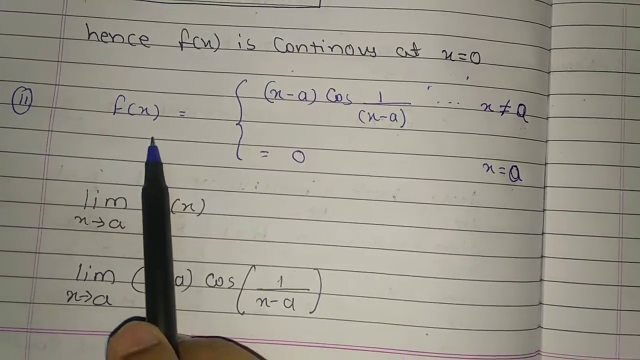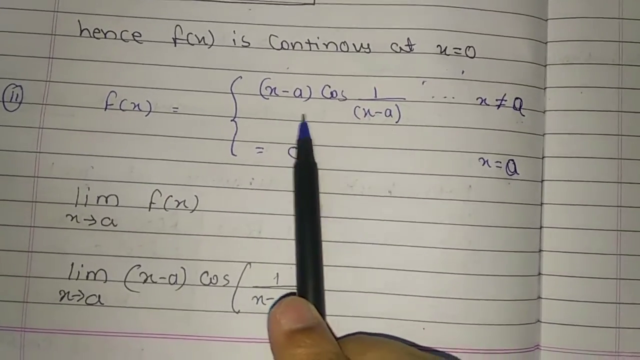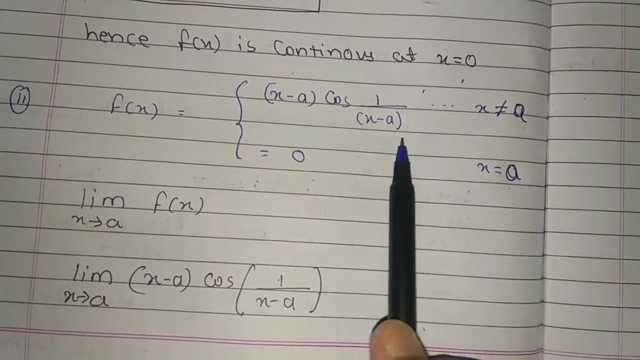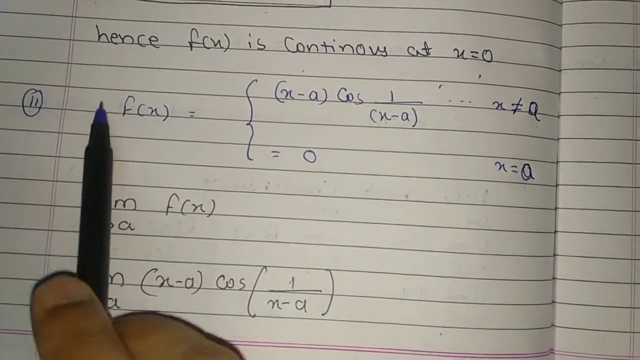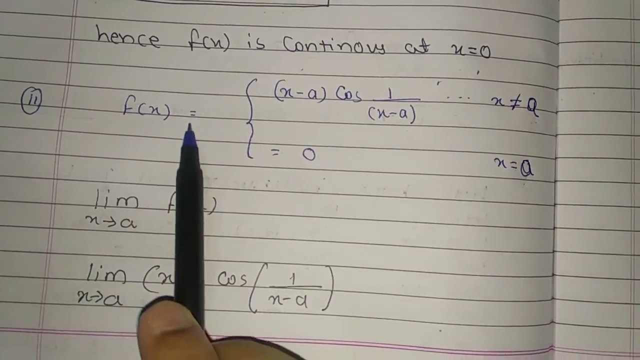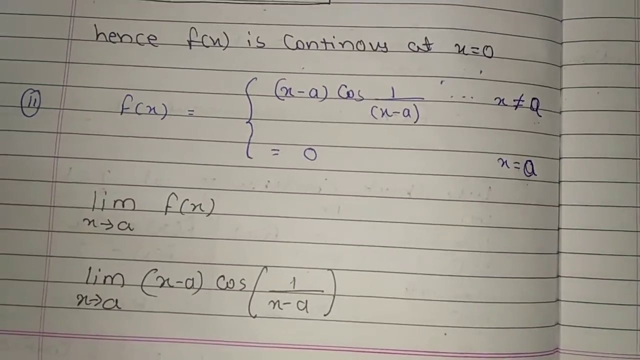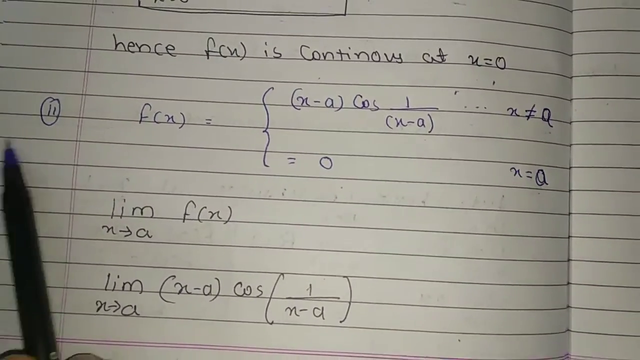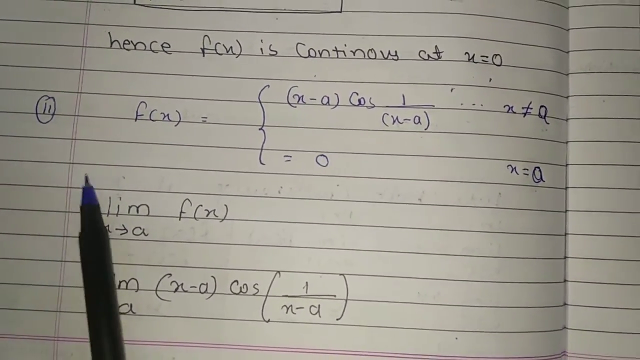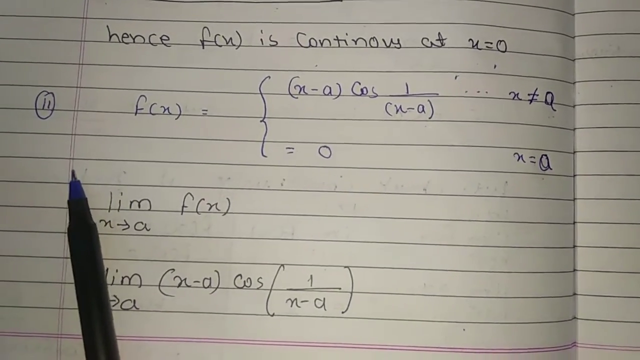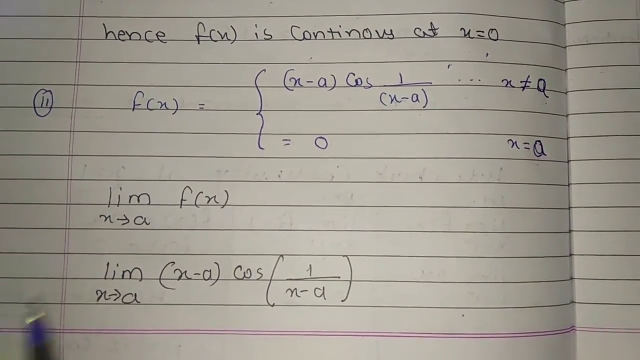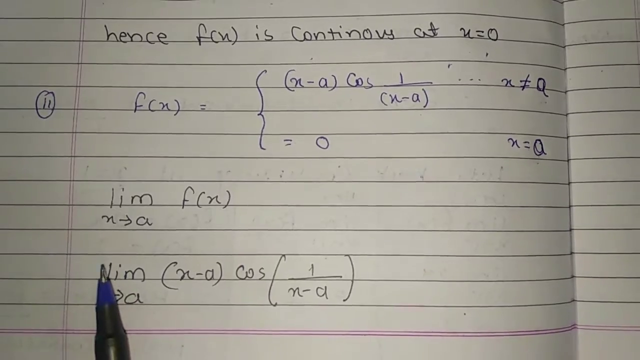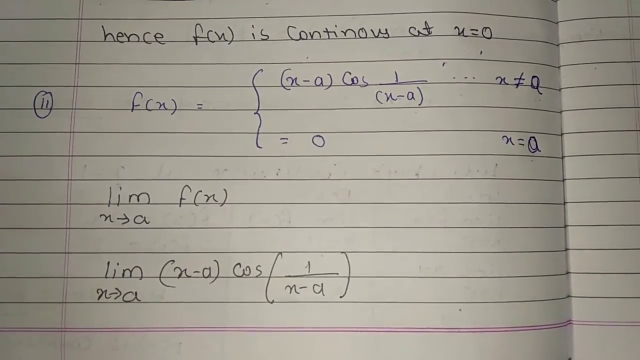Now over here the function is given as (x minus a) cos of (1 upon x minus a), and in the question we are asked the continuity of this function at point a. Now if you check, questions number 11 and 10 are of a similar type, so we have to keep the same approach as we did in question number 10.